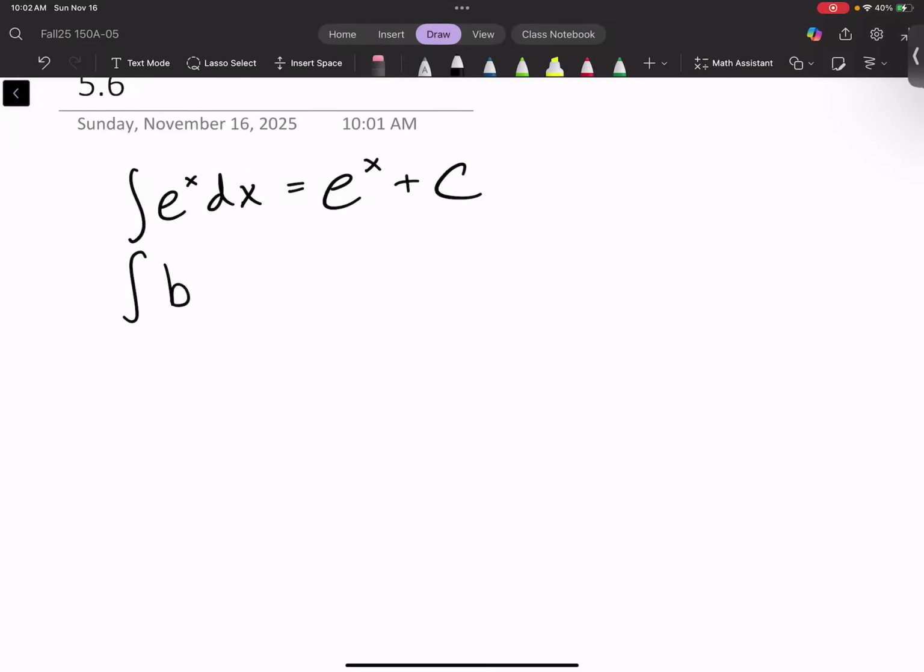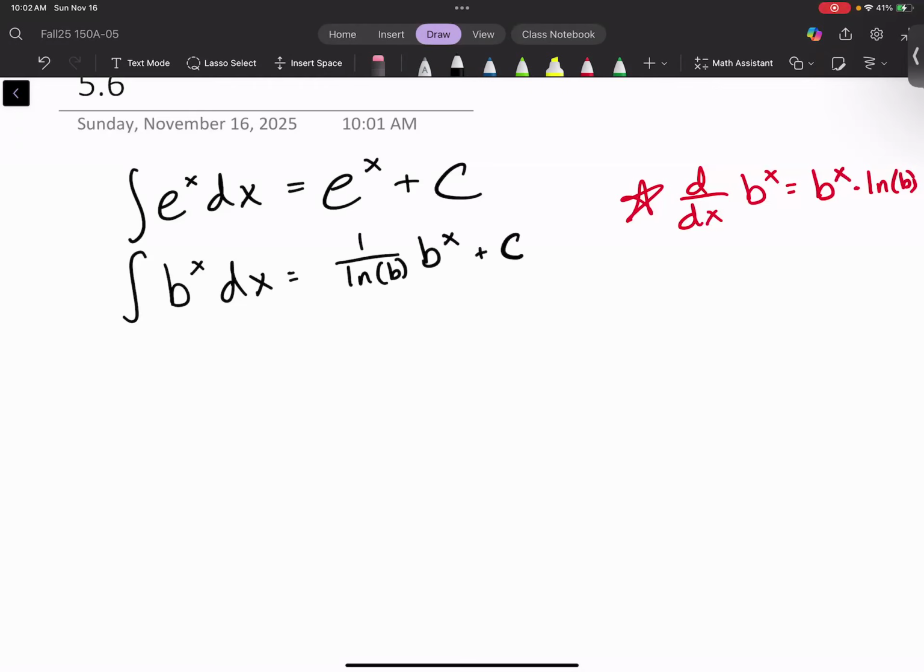Then for a general exponential function, remember these rules work in reverse, right? So if you know my derivative, what's the derivative of b to the x? That's b to the x, and you multiply it by the natural log of the base. Now since we are doing antiderivatives, we divide by the natural log of the base, and plus c. All right.